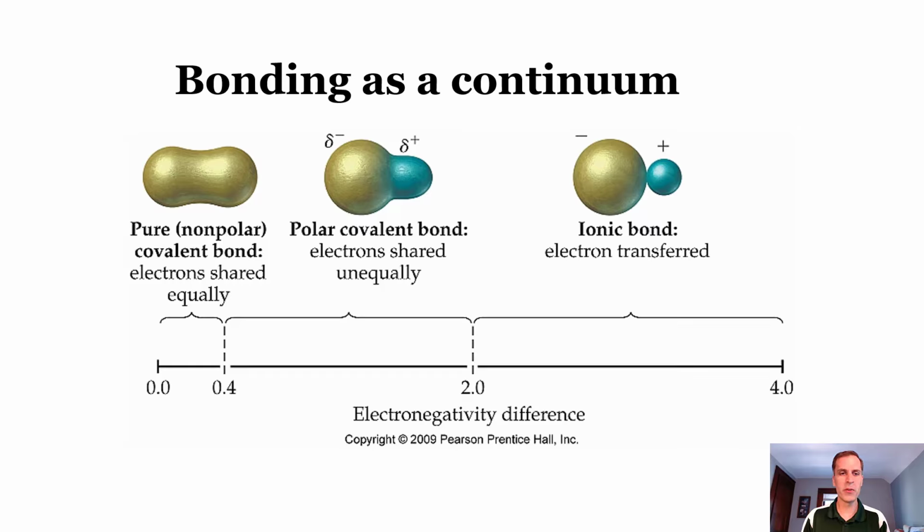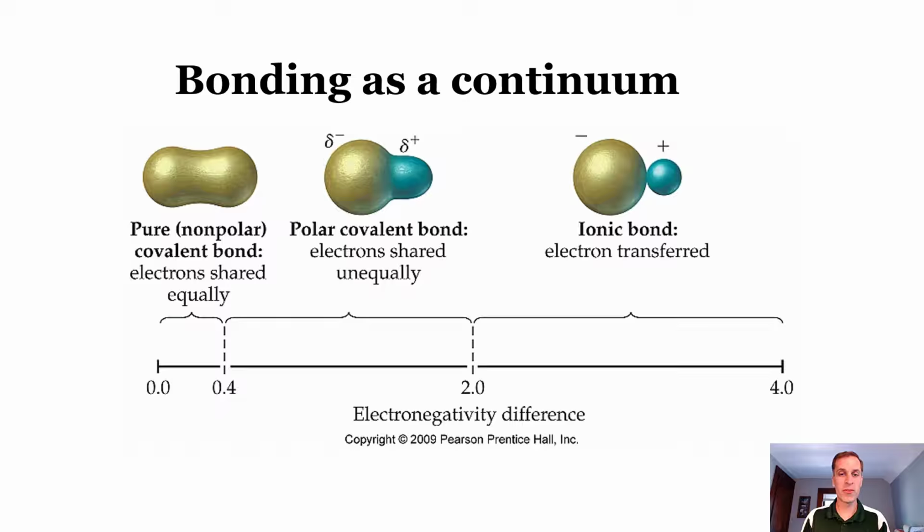And so this becomes a continuum. Just to make our lives a little bit easier, we throw in this kind of artificial line. Usually we say it's at 0.4, and anything that has a difference of 0.4 or below, we say is pretty much evenly shared, and so we call those nonpolar. It's defined that way so that a carbon-hydrogen bond ends up being nonpolar. But above that, we actually have polar bonds.